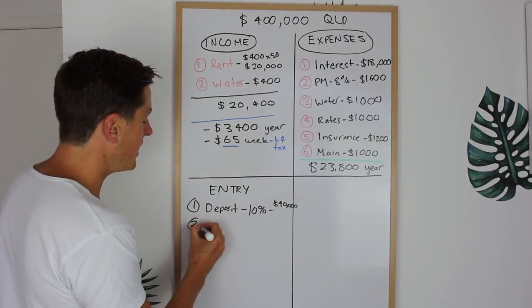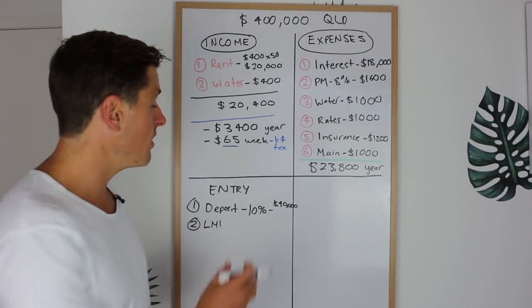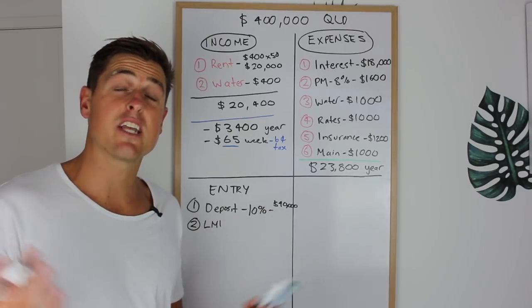Now, the second thing is lender's mortgage insurance. Now, lender's mortgage insurance, when you're only putting down a 10% deposit, is a necessary evil.